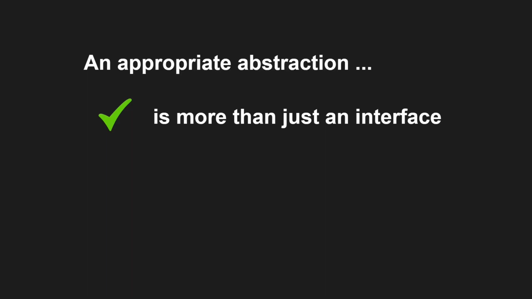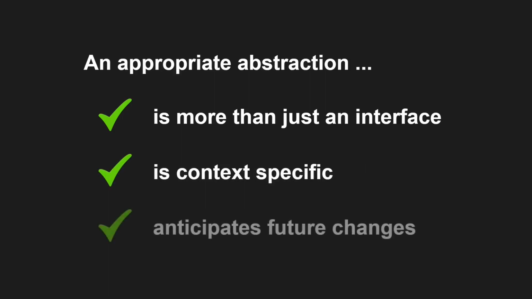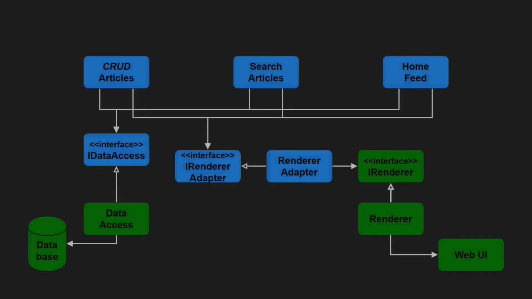This also applies to data structures used by this interface. A concrete aspect can often be abstracted in various different ways. An appropriate abstraction depends on a specific context or domain. An appropriate abstraction ideally tries to anticipate future changes to some extent, which definitely doesn't make it easier to find or invent one. So what does this mean for our sample application?